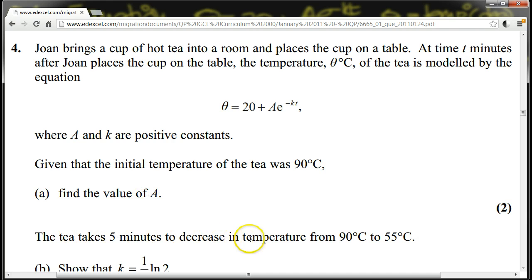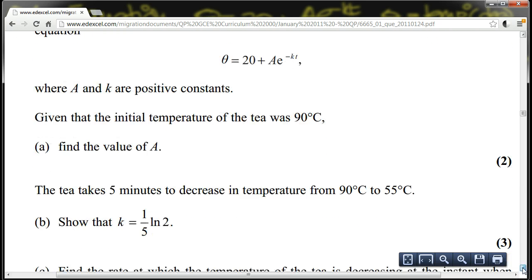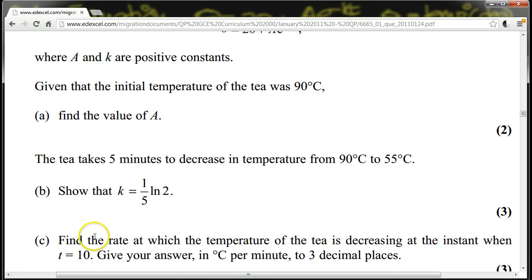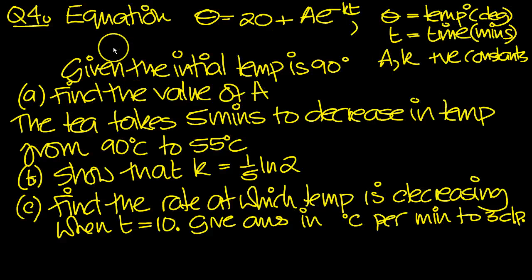The tea takes 5 minutes to decrease in temperature from 90 degrees centigrade to 55 degrees centigrade. Show that k equals a fifth log 2, and find the rate at which the temperature of the tea is decreasing at the instant when t is 10. Give your answer in degrees centigrade per minute to 3 decimal places. So I've got the summary of the question here. So find the value of a.